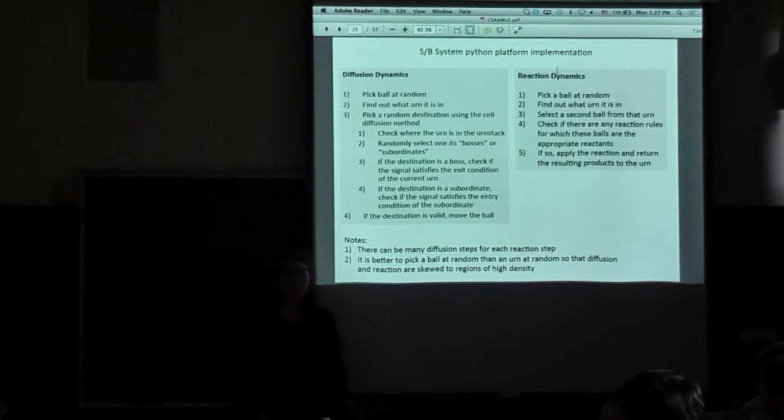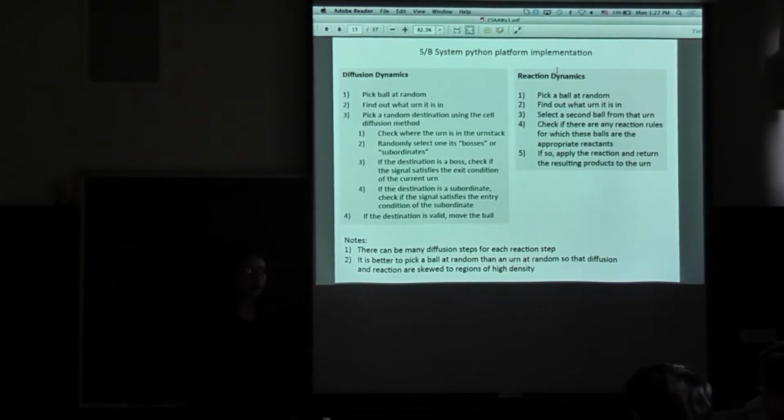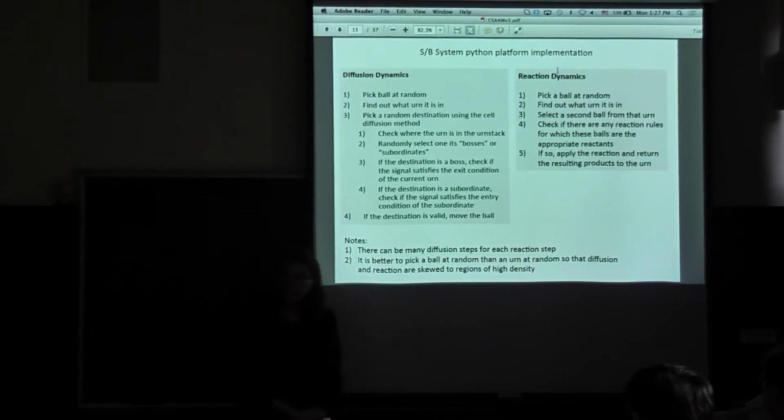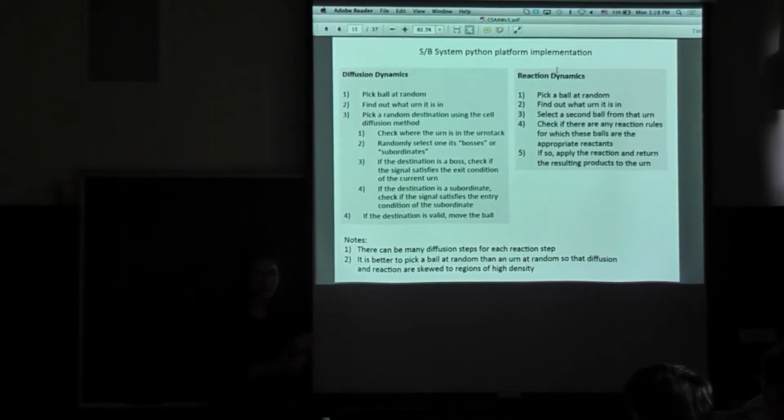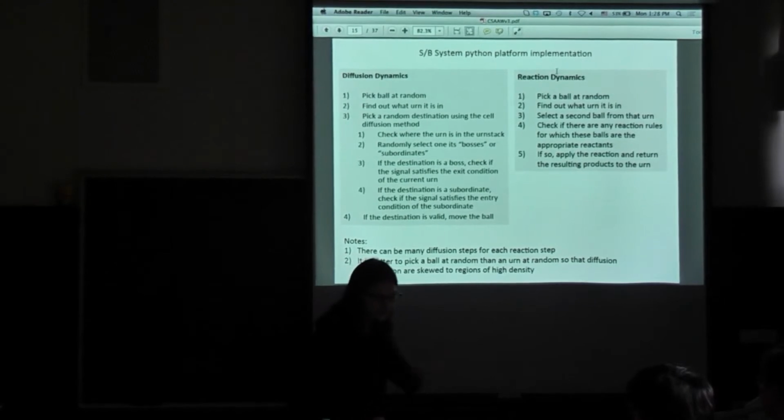A few notes: there may be many diffusion steps for each reaction step. You could have 1,000 reaction steps for every 10 diffusion steps. You can flip it vice versa. It doesn't matter. It's also better to pick a ball at random than an urn at random for the diffusion, so that the diffusion and reaction are skewed to regions of higher density. That's just a small side note.